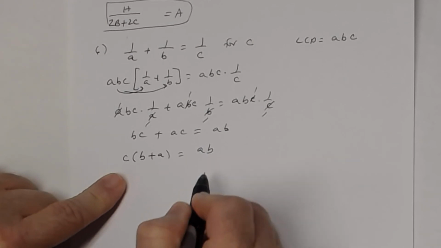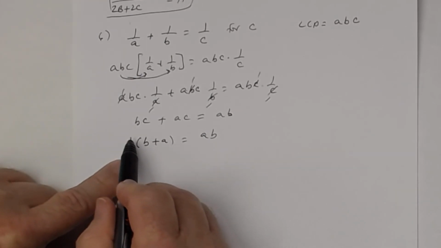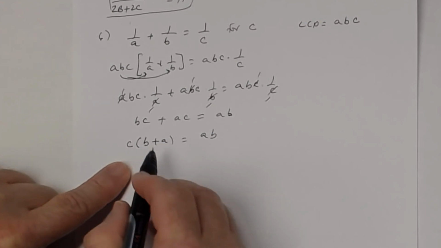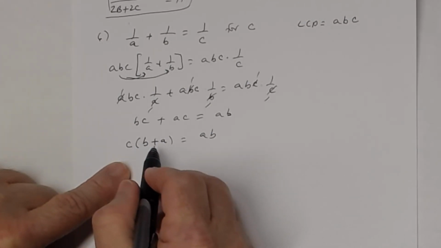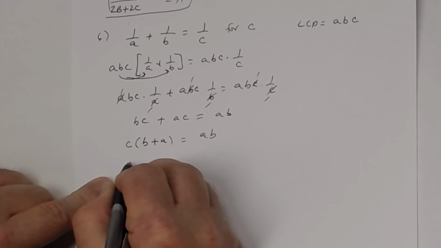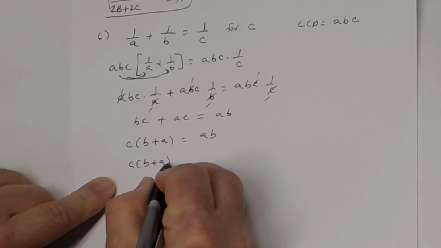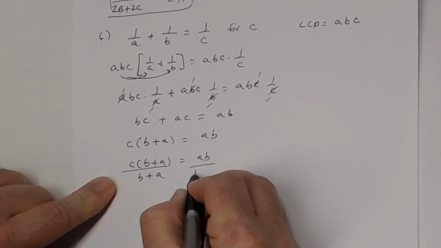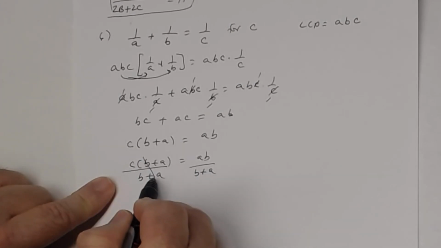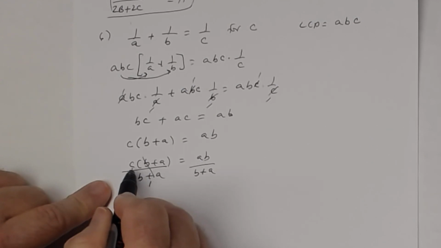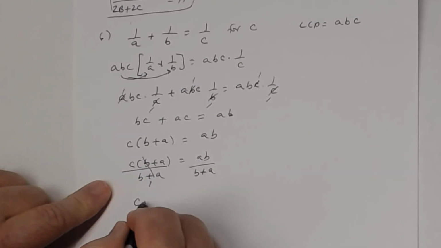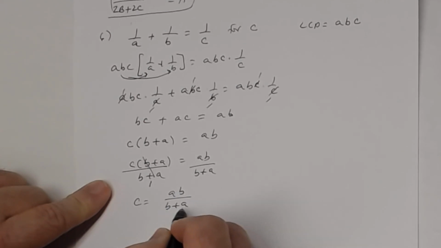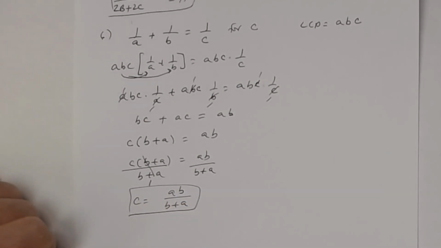Equals A times B. And now notice, I want to get C by itself. Right now I'm multiplying it by this expression, B plus A. The opposite of multiplying by B plus A is to divide by B plus A. I'm just going to rewrite this over. So I'm going to divide both sides by B plus A. And so the B plus A's divide out. You get C times 1 is C equals AB divided by B plus A. And that's it. There's your answer.